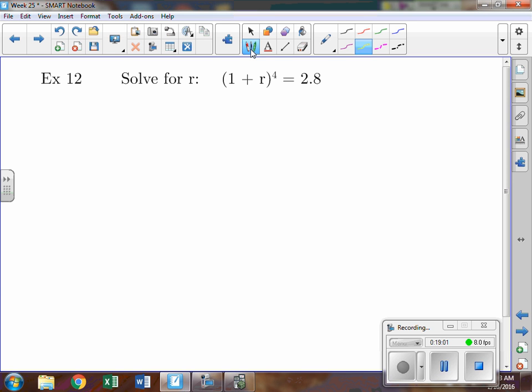We've already done problems like these. We can get rid of the exponent by taking the 1/4 power. And then when we subtract 1, we have the 4th root of 2.8 minus 1. We've got something we can put into our calculator directly. We don't need logarithms.